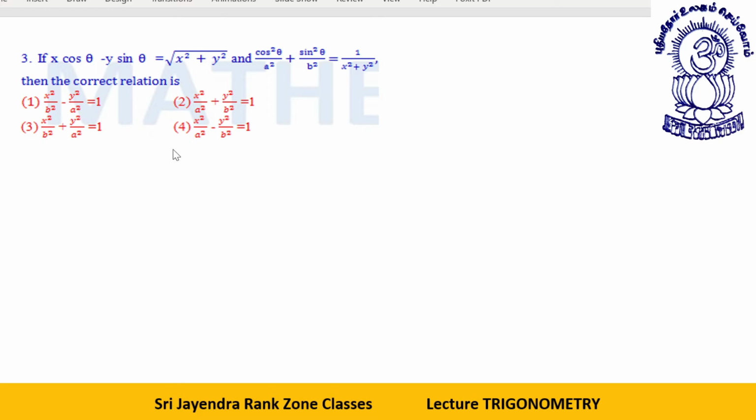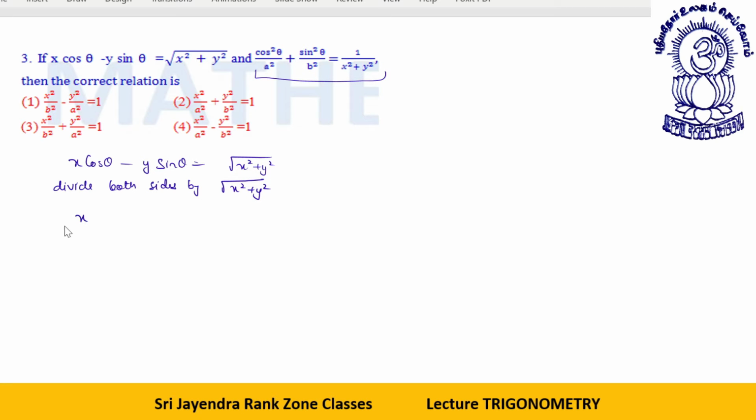Now again we have a very beautiful question, a very conceptual question. You will love it if you solve it yourself. You can pause the video and solve it, otherwise I'm doing it, okay, no problems. You are given a question, x cos theta minus y sine theta is equal to under the root x square plus y square. Now you have to find the value of, this is one thing, this is also given to you, and you have to find the correct relation. Before I proceed, what I will do, divide both sides by under root x square plus y square.